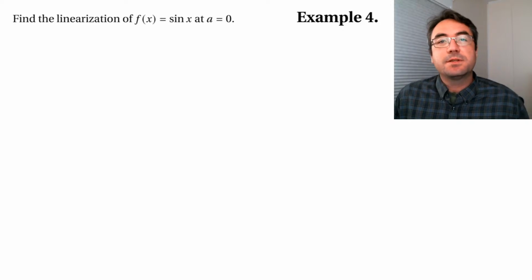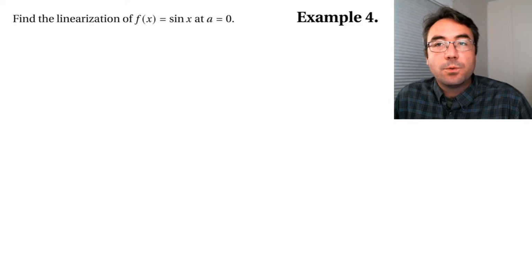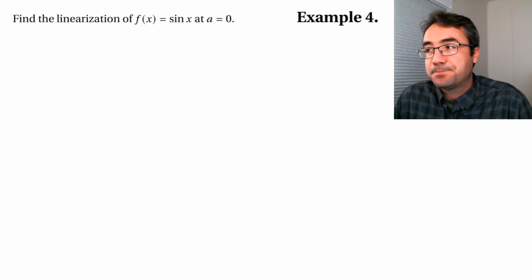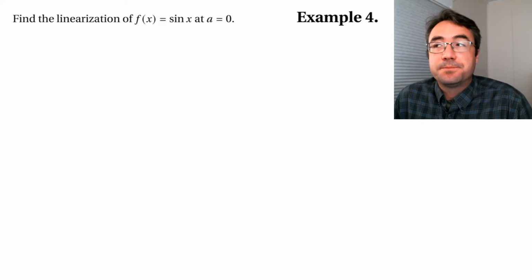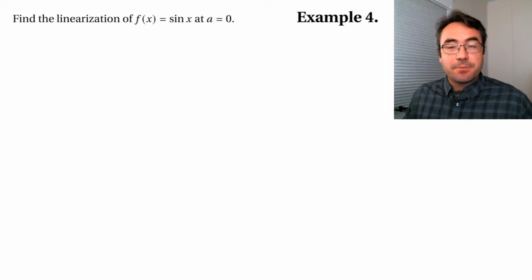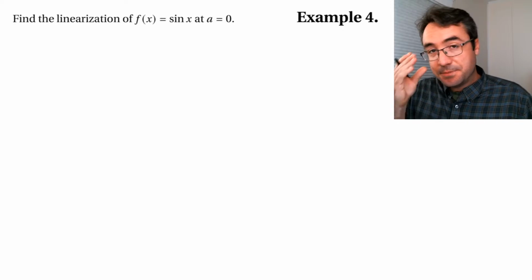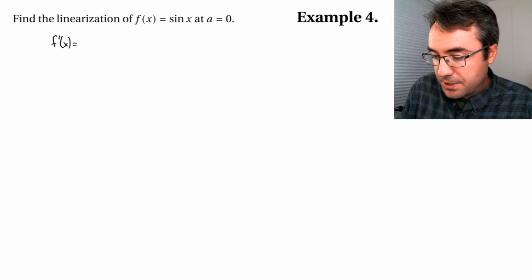So what is the linearization? Essentially, it's the tangent line. With the tangent line, there's three things we need. We need the x coordinate of our point, we need the y coordinate, and we need the slope. And to calculate the slope, we need the derivative. So let's start by first writing down the derivative of sine of x. And this one we should just know. It's cosine x.